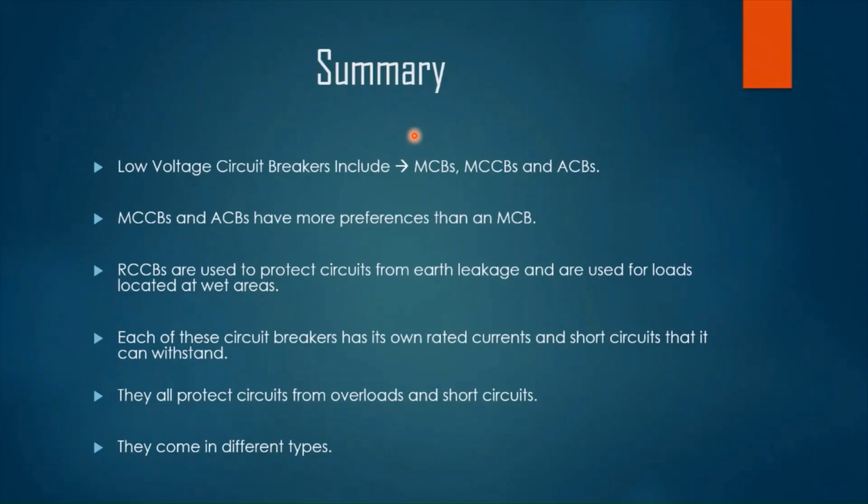Finally, let's summarize what we have taken so far. Low voltage circuit breakers include miniature circuit breakers, molded case circuit breakers, and air circuit breakers. Molded case circuit breakers and air circuit breakers have more preferences than a miniature circuit breaker, and as we said, the maximum current rating for a miniature circuit breaker is 125 amps. Residual current circuit breakers are used to protect circuits from earth leakage and are used for loads located at wet areas. Each of these circuit breakers has its own rated currents and short circuit that it can withstand. They all protect circuits from overloads and short circuits.